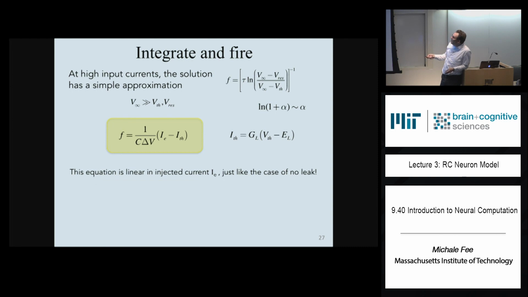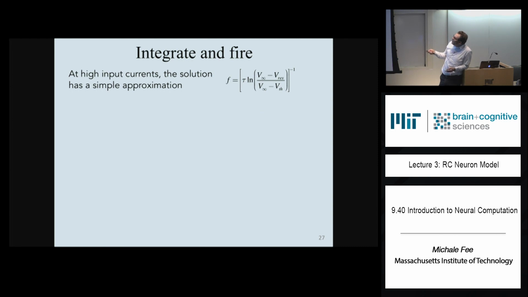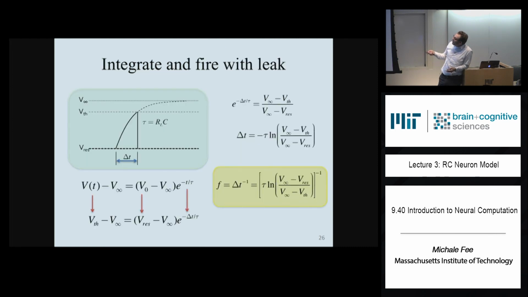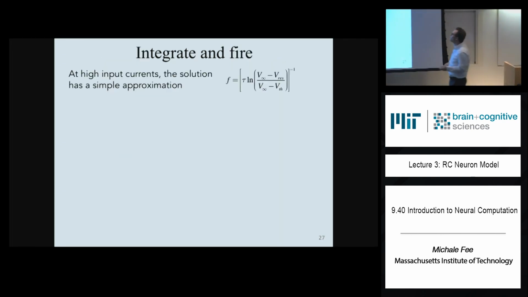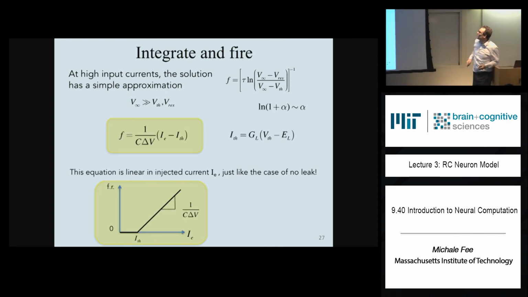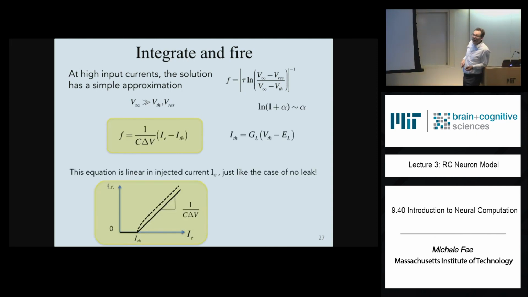Delta V is the difference from V reset to V threshold. Those are just parameters of the model. There was another question here. Skylar? Same question? Okay, anything else?